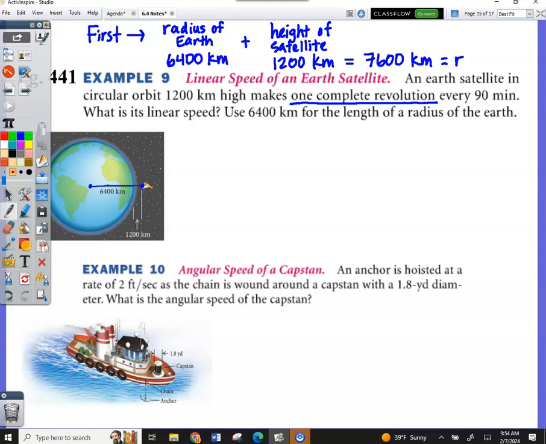Do you know where they are? We practiced it 2 days ago. What's one complete revolution in radians? 2 pi. If you forget that, then just think to yourself 360. Oh, but wait a minute, I have to be in radians, and then come to 2 pi. So right here, they're giving you the fact that the revolution that we're looking at is 2 pi. Then it says every 90 minutes. What's that? That's our time, right?